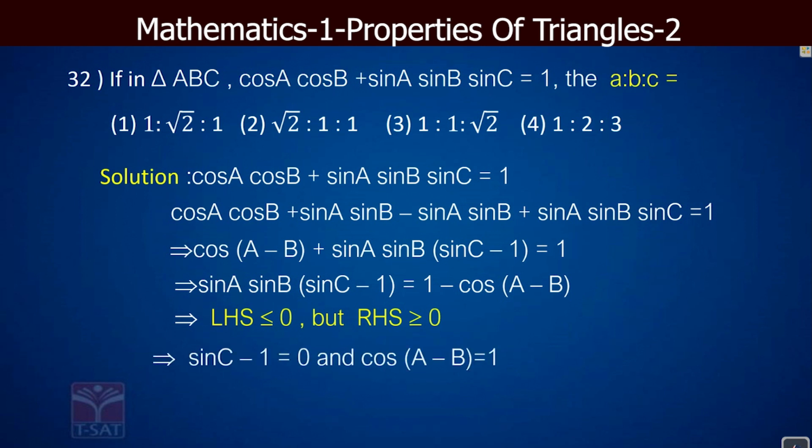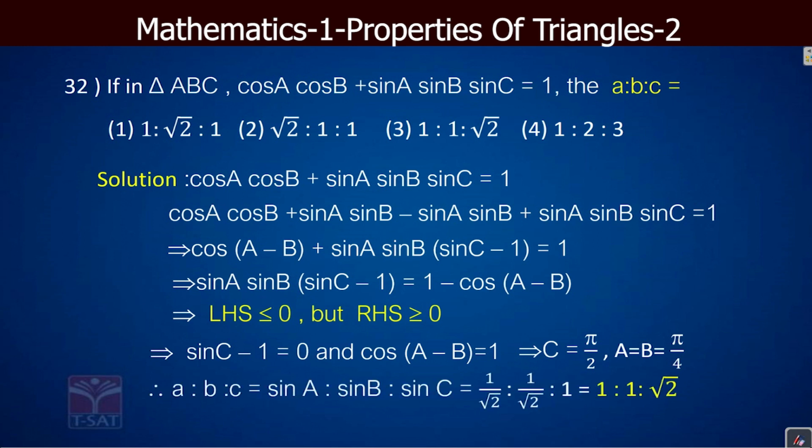Sin C minus 1 is equal to 0 and cos(A minus B) is equal to 1. So therefore, you will get sin C is equal to 1, namely C is equal to pi by 2, and cos(A minus B) is equal to 1, means A is equal to B is equal to pi by 4. So therefore, A is to B is to C is sin A is to sin B is to sin C, which is 1 by root 2 is to 1 by root 2 is to 1, which is 1 is to 1 is to root 2. So the correct option is 1 is to 1 is to root 2, option number 3.